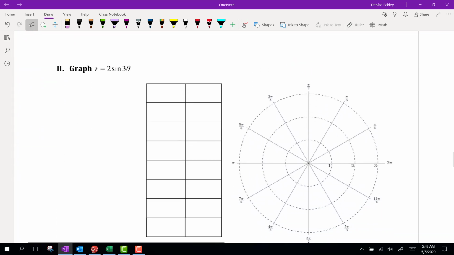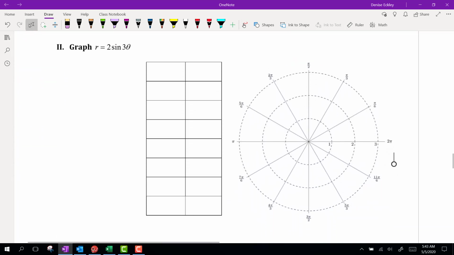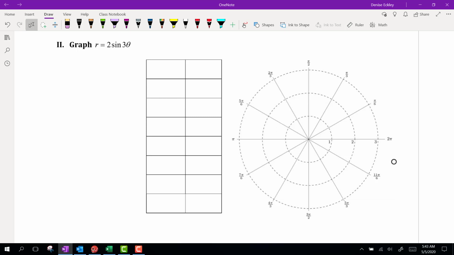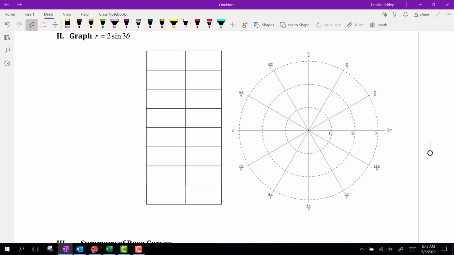Okay, let's do another one. Do another sine one, but this time the two numbers a and b aren't equal in this one. So we have r equals 2 sine 3 theta. Now in this one, our symmetries are going to be different because this curve does look different. So I'm going to quickly run through those, and you can verify them on your own.